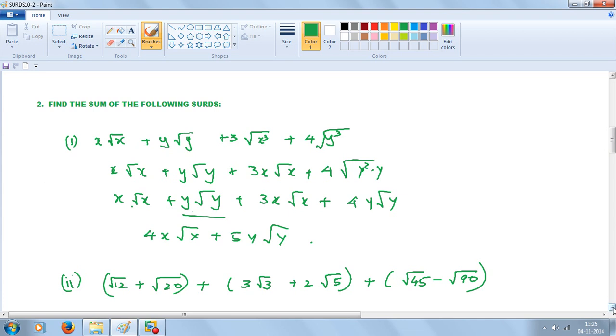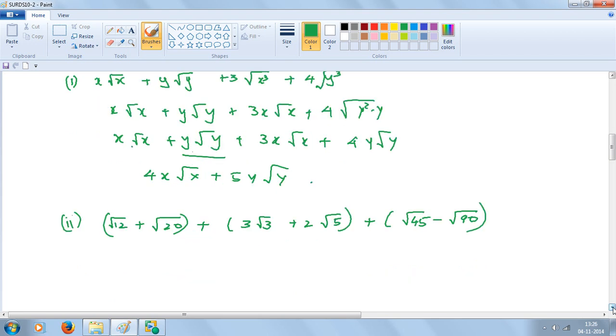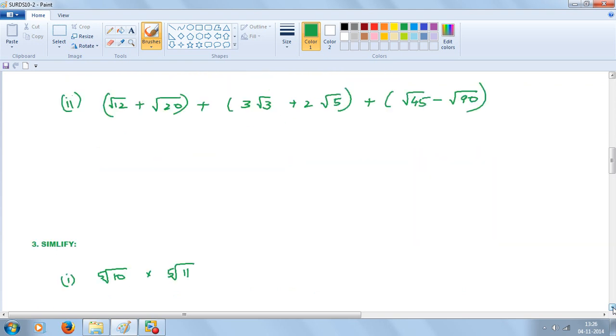So these problems, students, please try to repeat them so that you can do them faster. If you know the basics of how to take out a root, then you know it is simple addition.